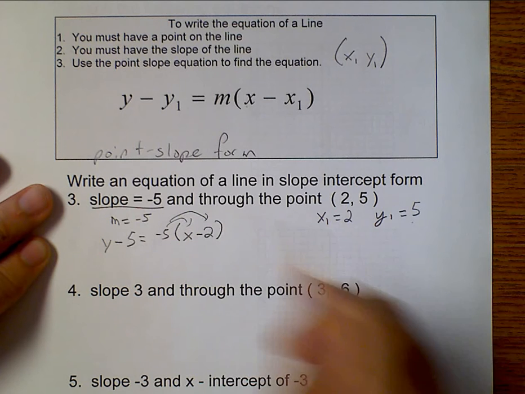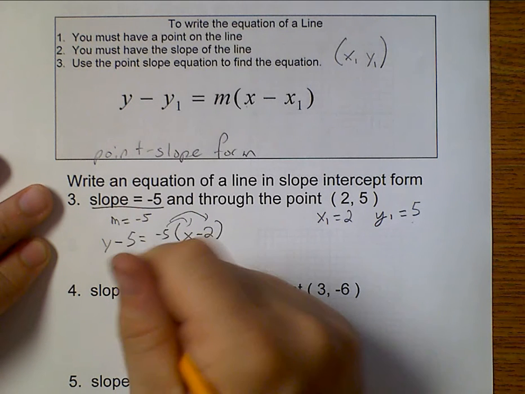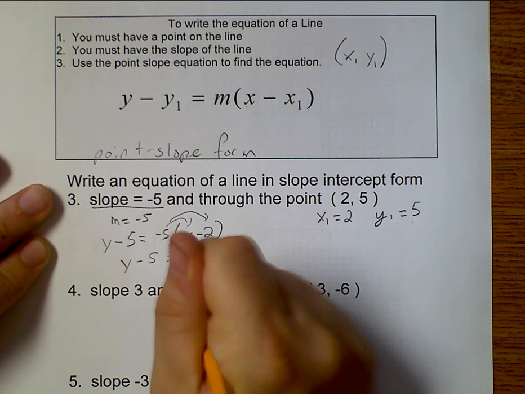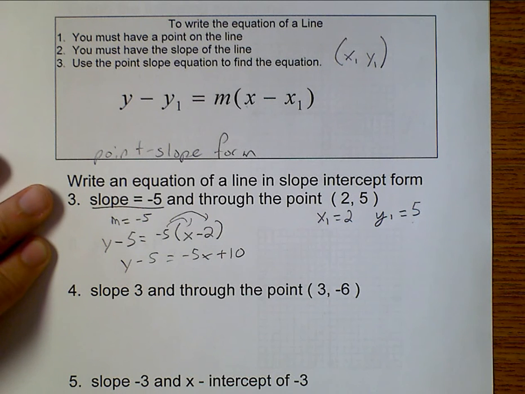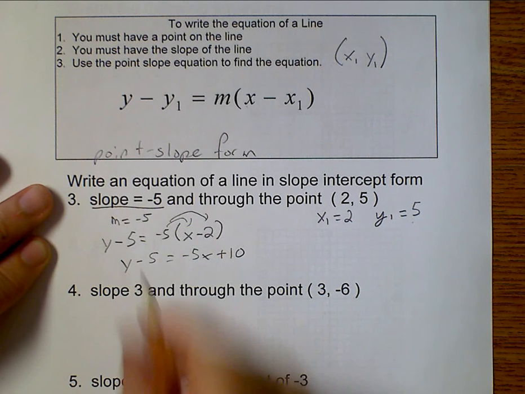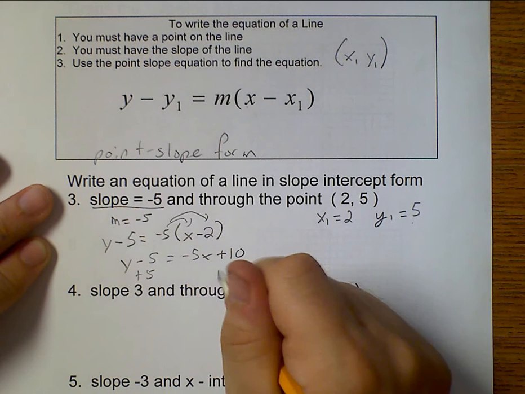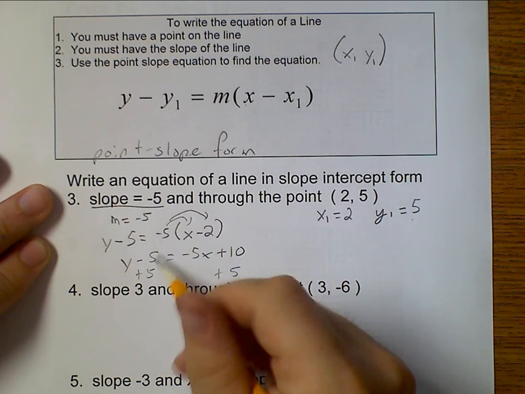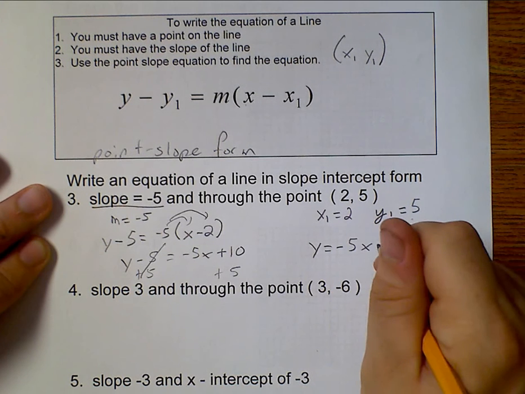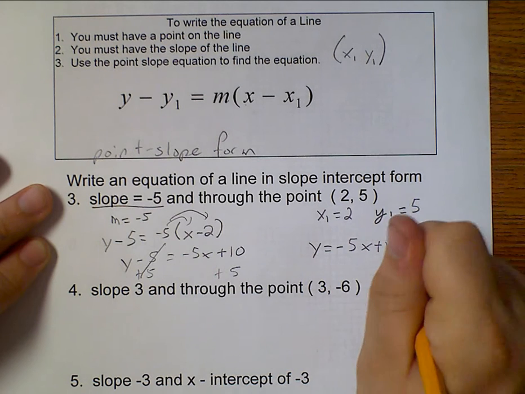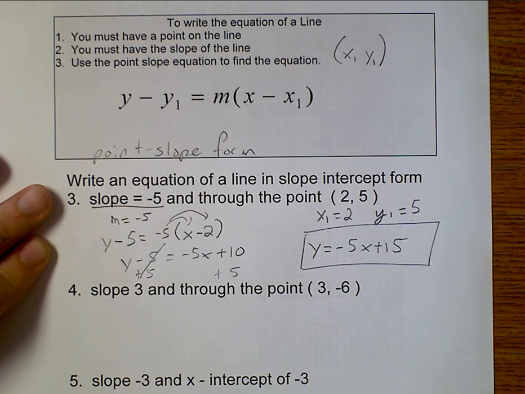Distribute the negative 5 to both. So I'm given y minus 5 equals negative 5x plus 10. Now I need to get rid of this minus 5, so I add 5 to both sides. And I get that y equals negative 5x plus 15. Quite simple.